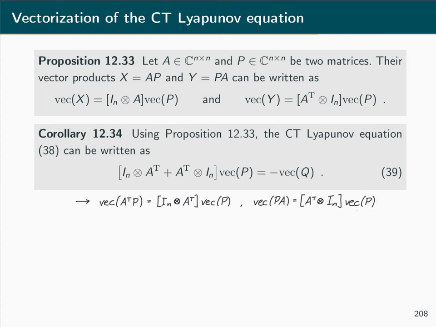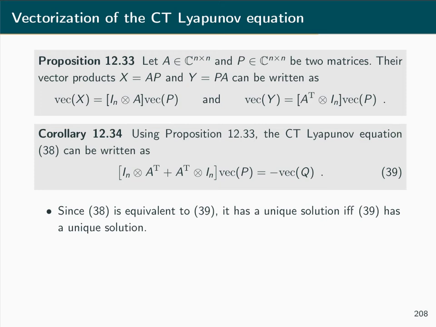Now we can take out the vectorization of P on the left-hand side, and in the brackets we're left with these two Kronecker products, and on the right-hand side we obviously obtain just minus the vectorization of the matrix Q.